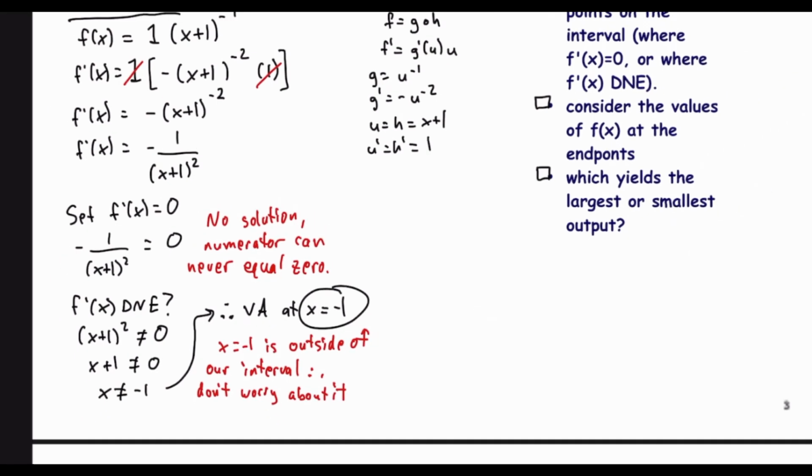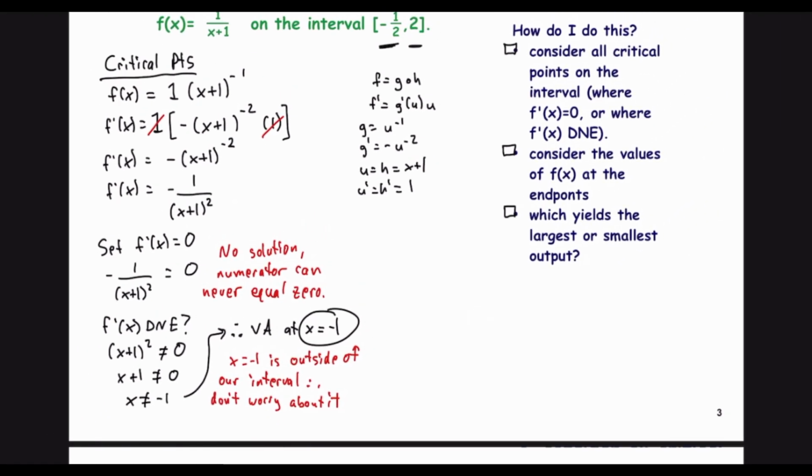What that means is that there are no critical points within our interval. There are no points at all in this function where the derivative will equal 0. And there's only one point where the derivative does not exist, and it is not within our interval. So we don't need to worry about it. So critical points are done. We don't have to worry about any of them. So let's talk about our endpoints.